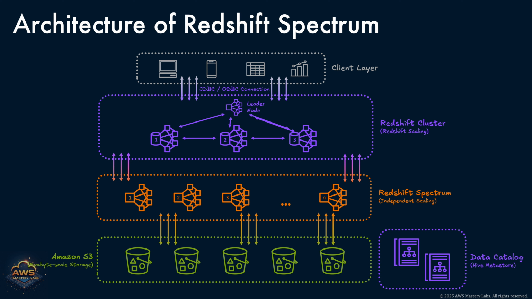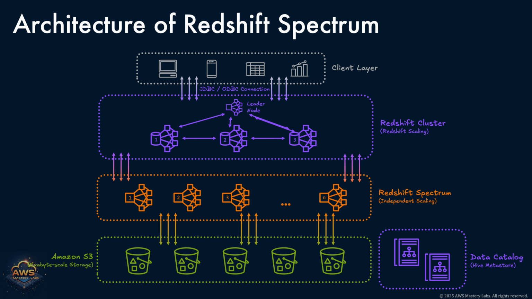The Redshift cluster layer is the core of the managed data warehouse. It consists of a leader node and multiple compute nodes. The leader node coordinates query execution, distributing work across the compute nodes. This layer handles queries on data stored locally within Redshift tables, providing high performance and scalability through Redshift's cluster scaling. Below the Redshift cluster, the Redshift Spectrum layer enables independent, elastic scaling for querying data directly in Amazon S3.